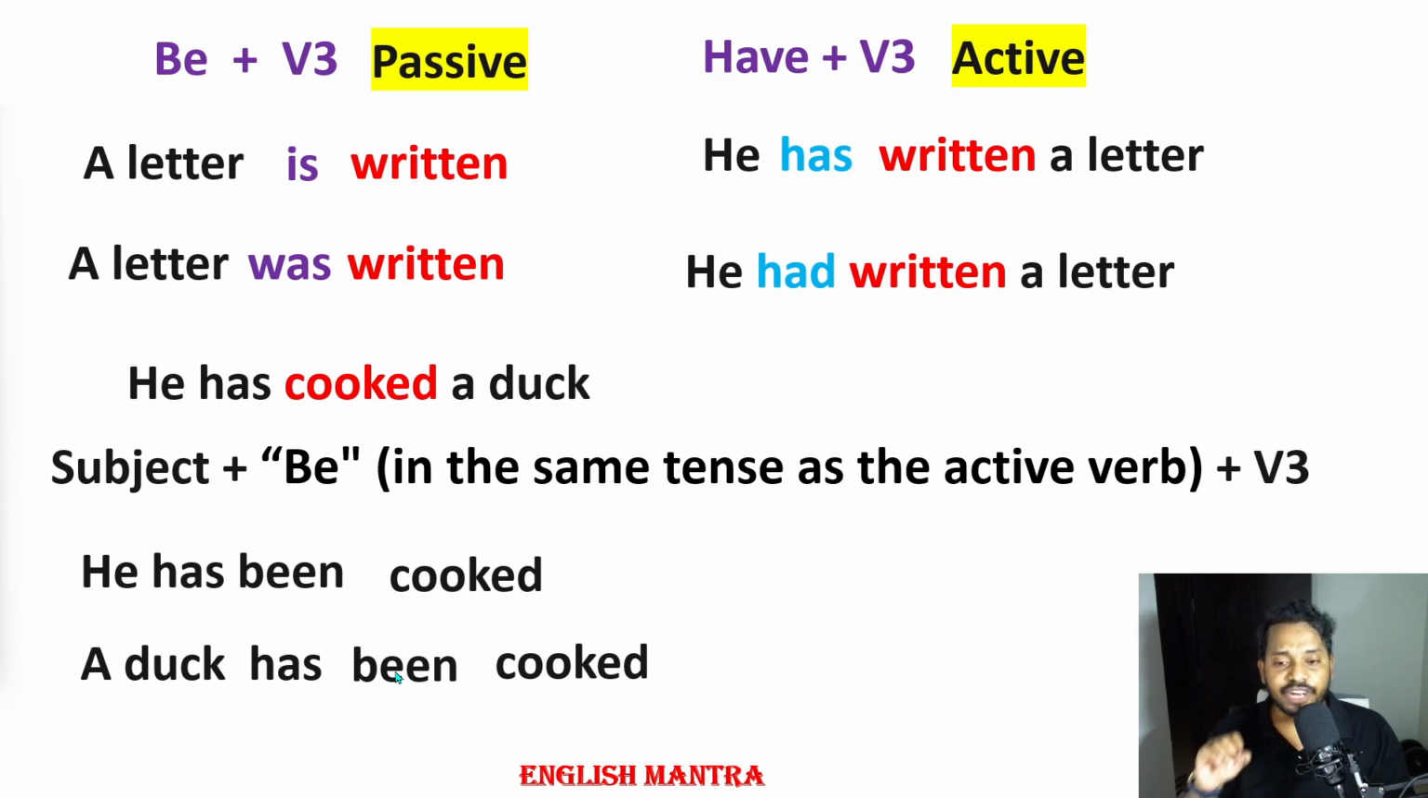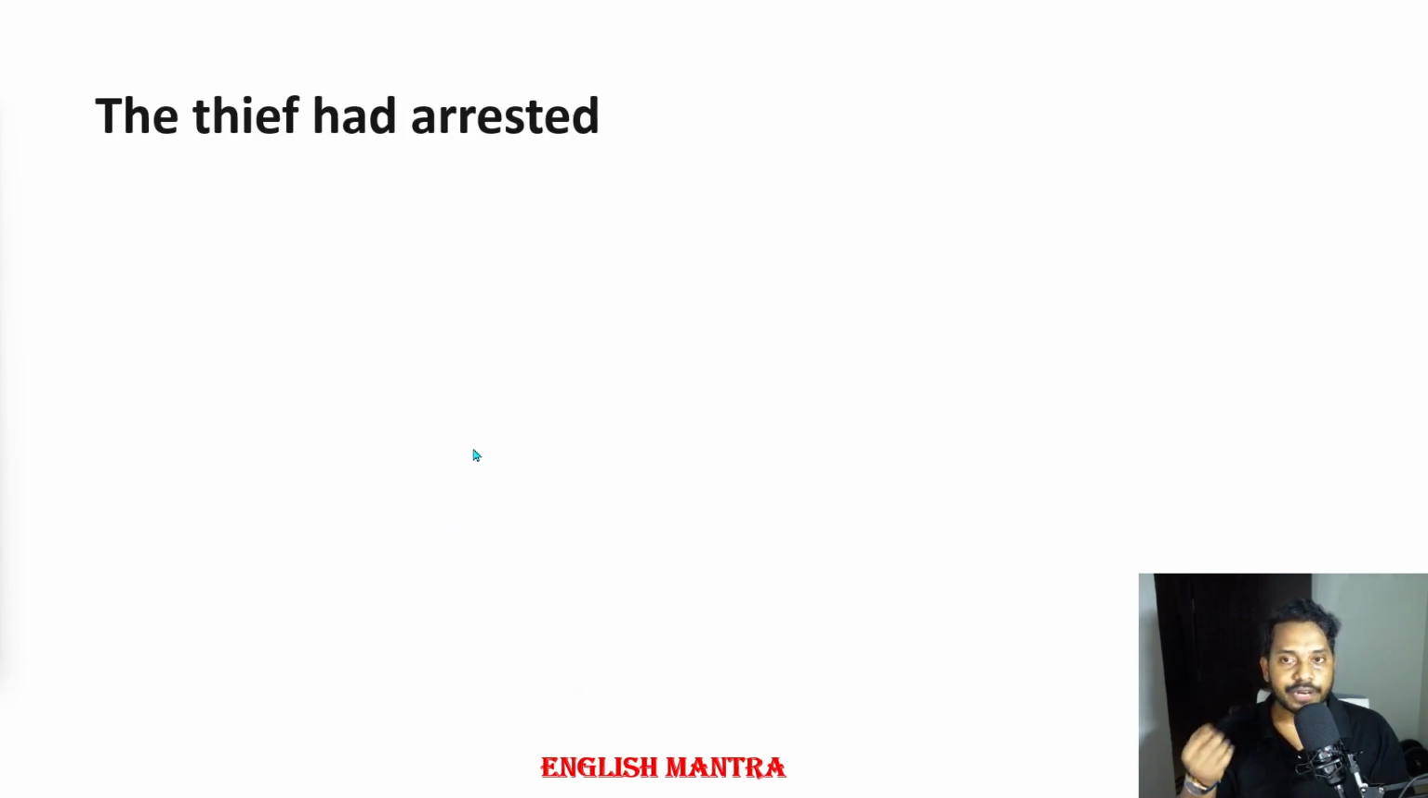So whenever you use a passive voice, you will definitely see a be form plus V3. Okay, did you get my point? Now let's see some more examples to understand what is the doer of the action and what is the receiver of the action. See, if I say the thief had arrested, who had arrested? Did I use any be form plus V3? No, right? Have form plus V3.